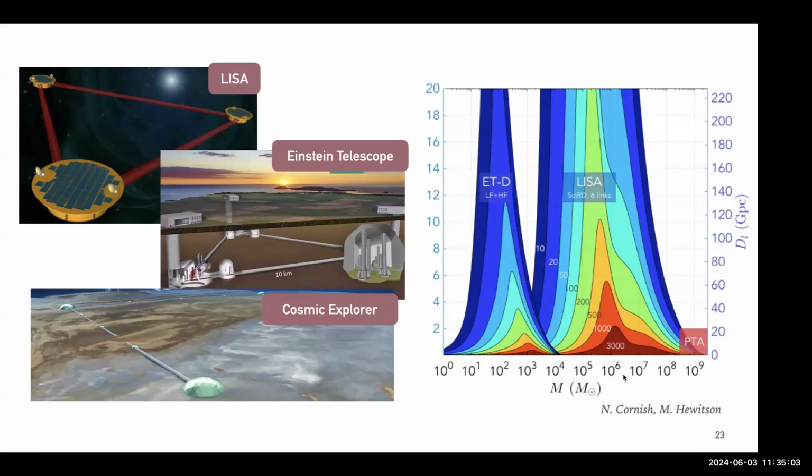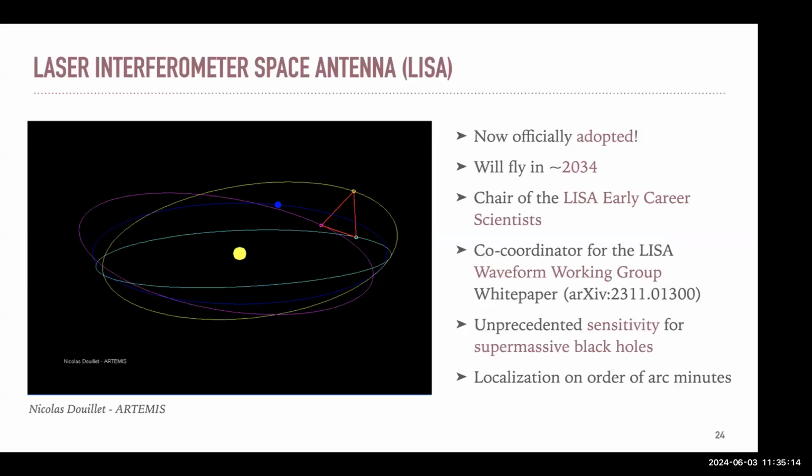LISA is most sensitive for black holes around 10^6 solar masses, whereas ground-based ones are more sensitive in the 100 or lower total solar masses. Okay, right. Officially adopted, will fly in around 2034. Fingers crossed.